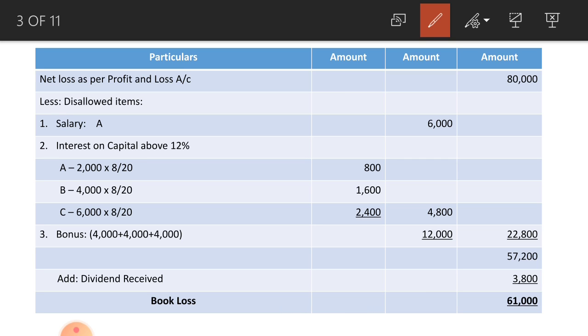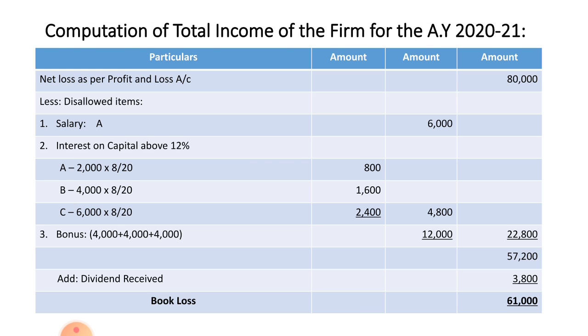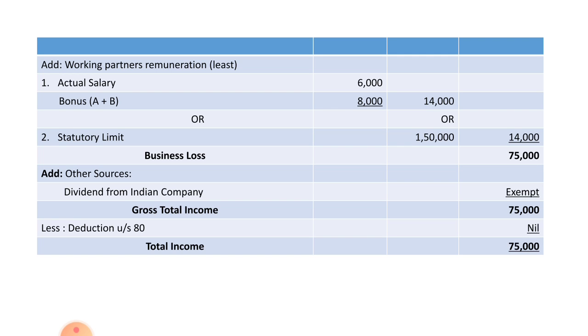And also dividend received from a domestic company is exempt from tax under the head income from other sources. Okay. Here book loss amounts to rupees 61,000, that is 61,000 in negative figure actually. Now we have to calculate total income of the firm, that is add working partners' remuneration. Okay, here working partners' remuneration, salary and bonus of working partners.